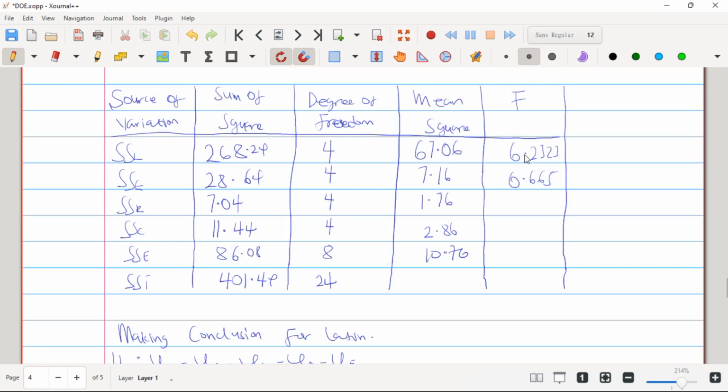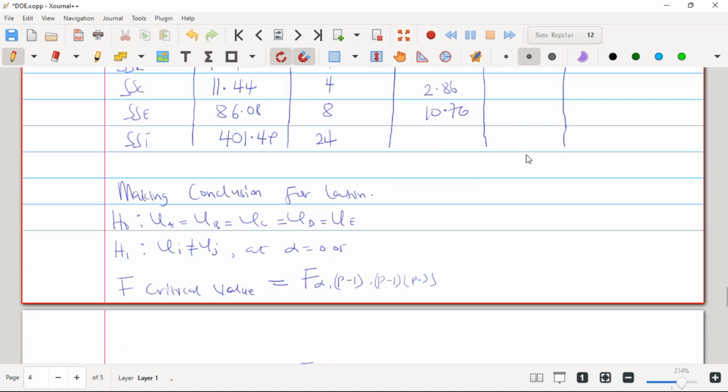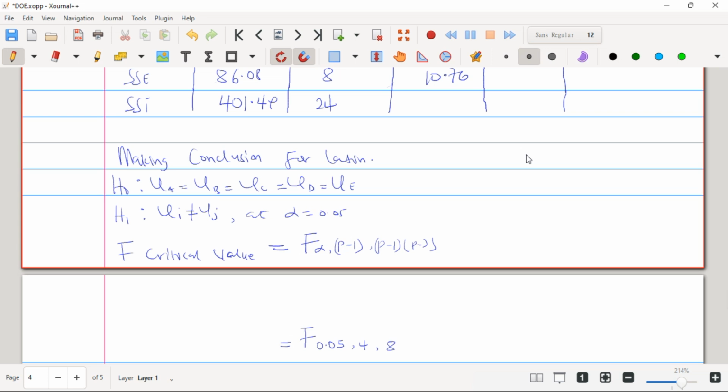So if we want to make conclusions on this output, what I will recommend is that we set our hypothesis before we make our conclusion. We are making our conclusion on the Latin square design, and on the Latin letters. So here we are going to just say H naught: mu subscript A is equal to mu subscript B is equal to mu subscript C is equal to mu subscript D is equal to mu subscript E. And then the alternative will be the other way around, at an alpha of 0.05.